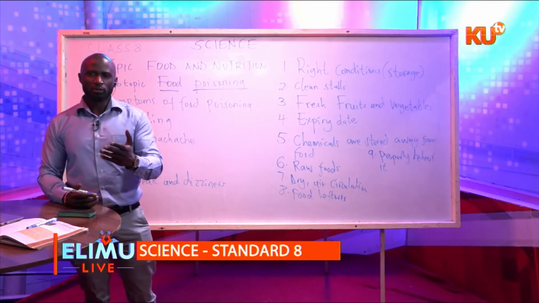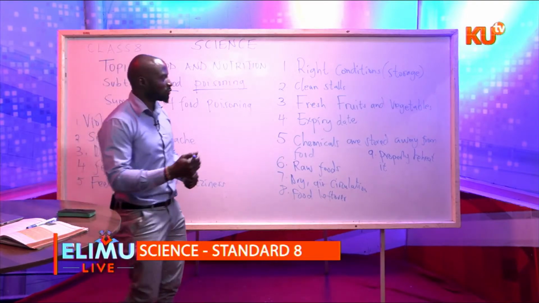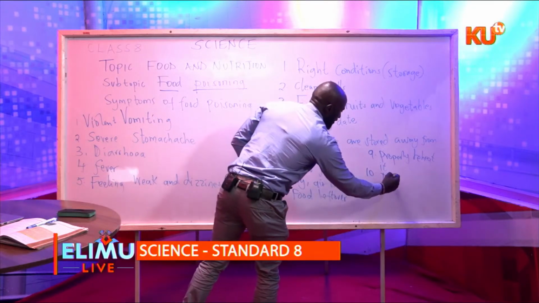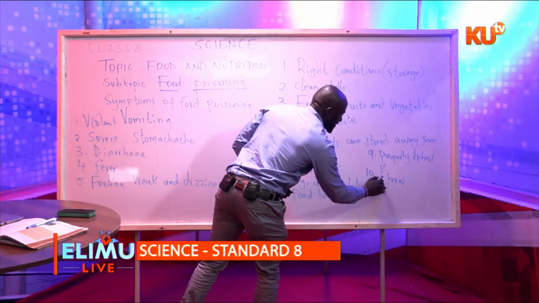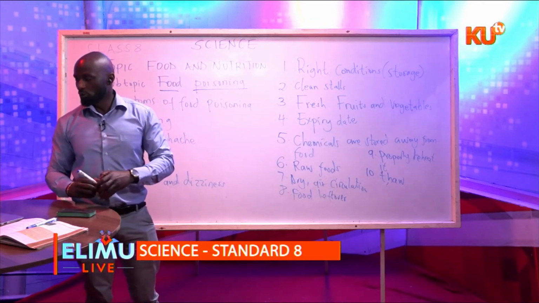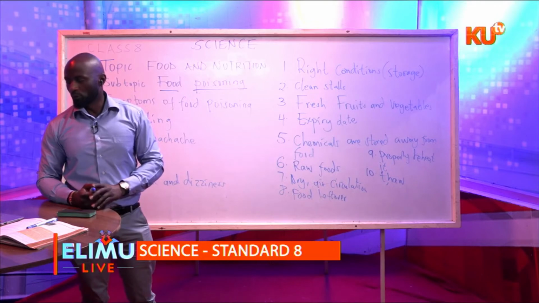How about those foods that are in our freezer? If you need to prepare them, number 10, boys and girls, the key word is thaw. Make sure that you thaw them thoroughly before you use them. Thaw them thoroughly before we use them.